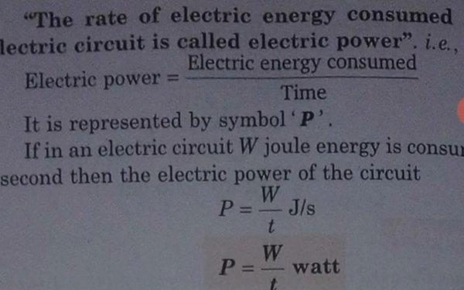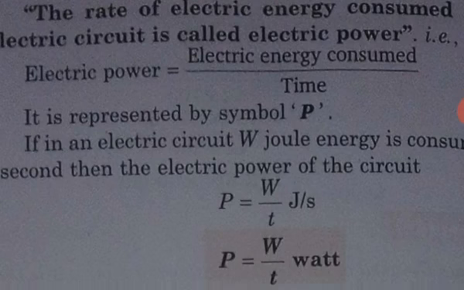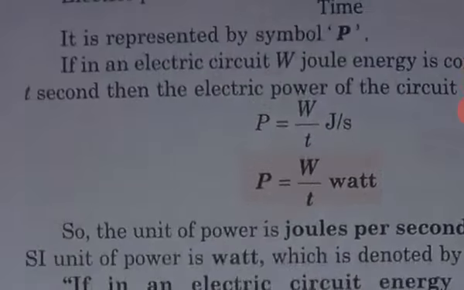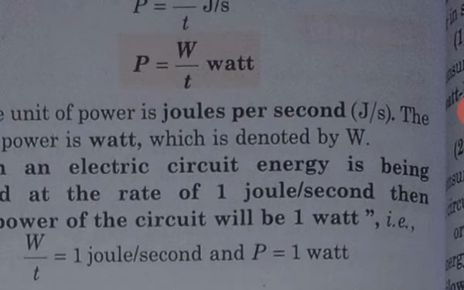Also, in any electrical circuit, the rate at which electrical energy is spent is called the electric power. It is generally denoted by P. So, the power is the amount of work done upon total time. P is equal to W upon T. And the unit of the power is watt.